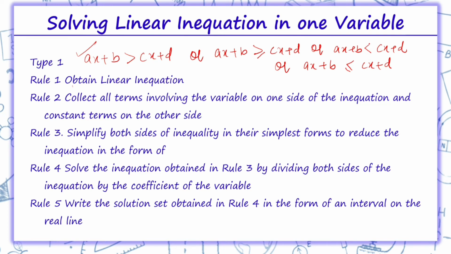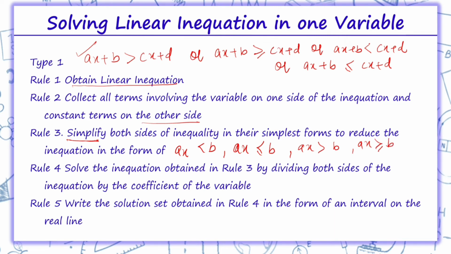First rule is, obtain the linear inequation, then collect all the terms involving the variable on one side of the inequation and the constant terms on the other side, like x variables on one side and constant terms on the other side. Then we will simplify both sides of the inequality to reduce this inequation to the form ax smaller than b, or ax smaller than or equal to b, or ax greater than b, or ax greater than or equal to b, depending on what is given in the question.